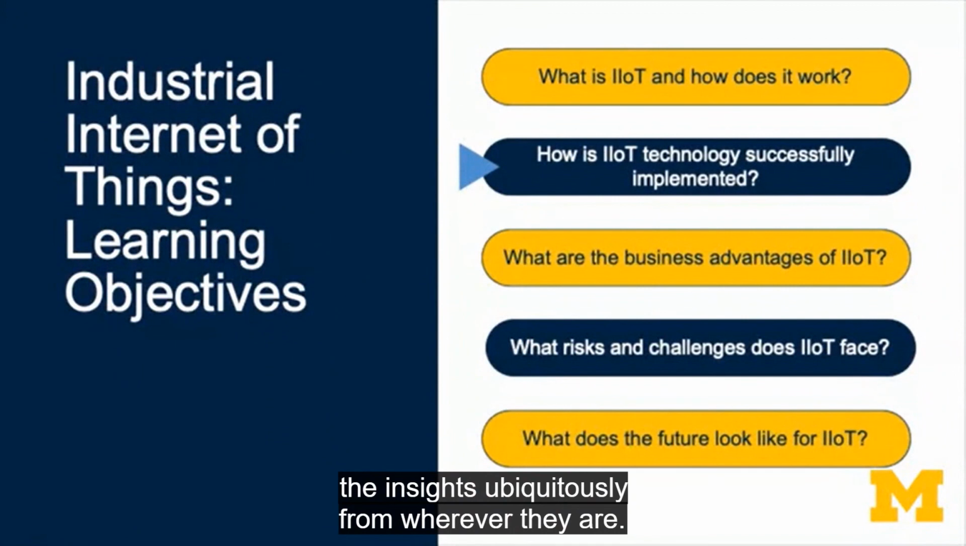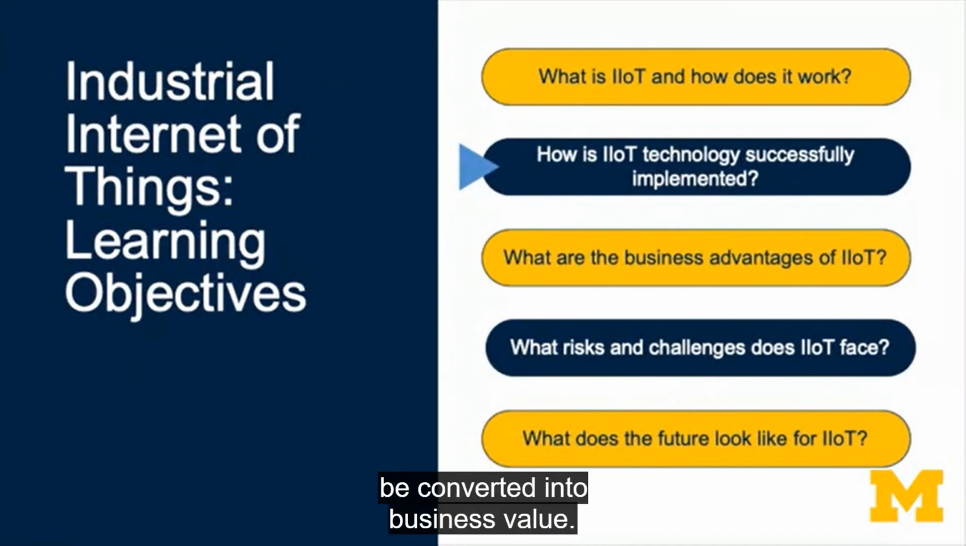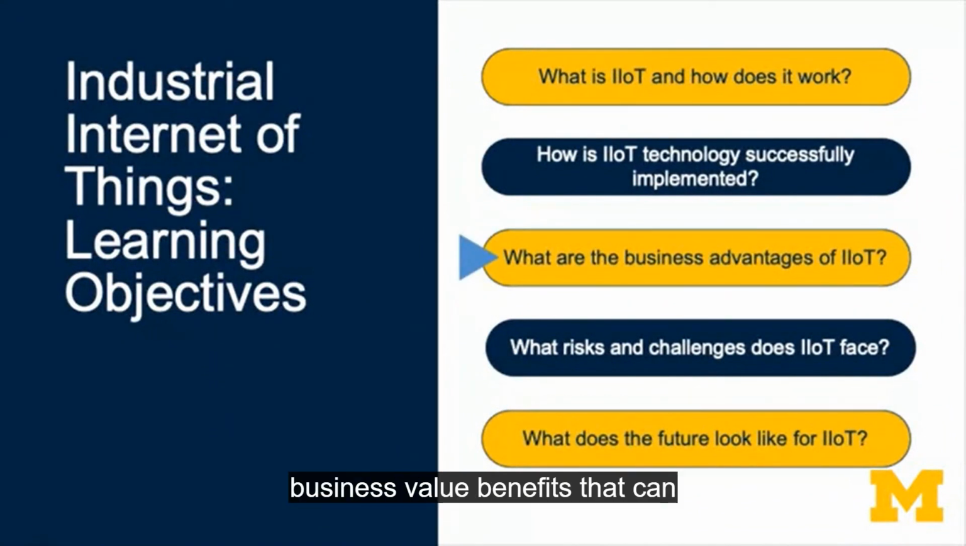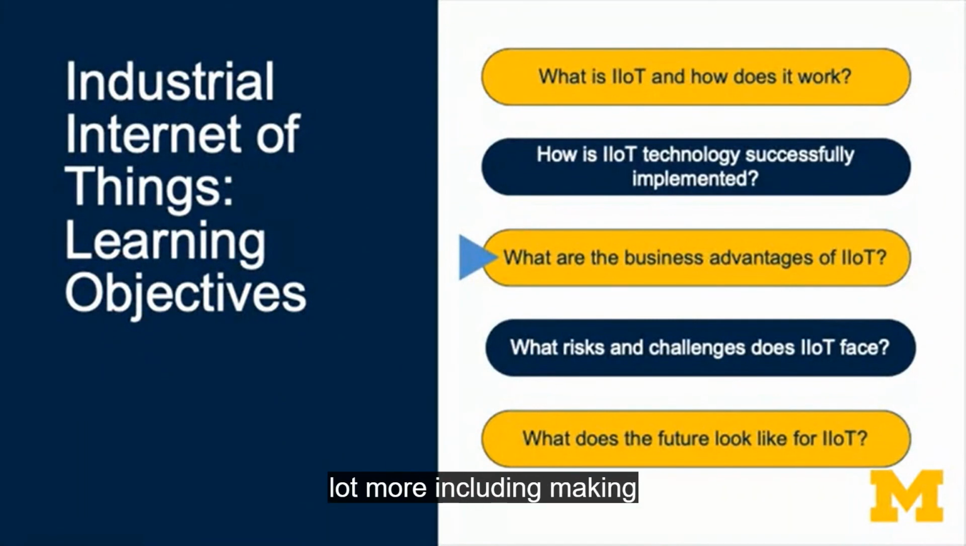And that leads to a lot of information and a lot of contextual insights that can be converted into business value. We talked about various dimensions of business value benefit that can come in the manufacturing context from these IIoT applications. We went through about 5 dimensions of that, and there's a lot more, including making the manufacturer more green and environmentally sustainable.